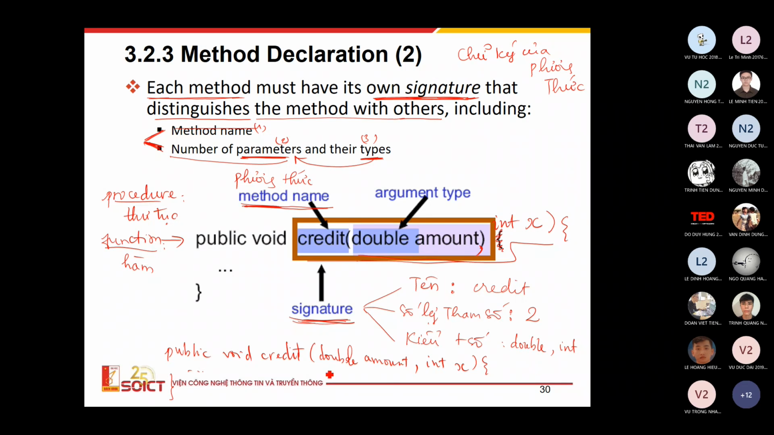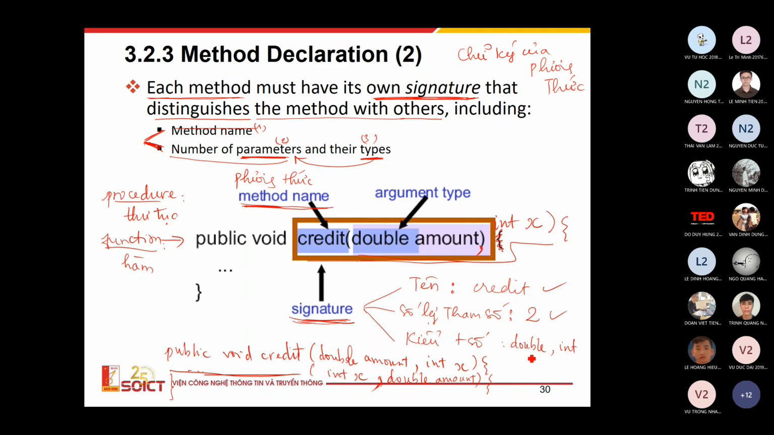Okay. So what happens if I have the same here? I have int comma, sorry, double amount. Like this. The name is still credit. Everything is still the same. The type of parameters is int and double.